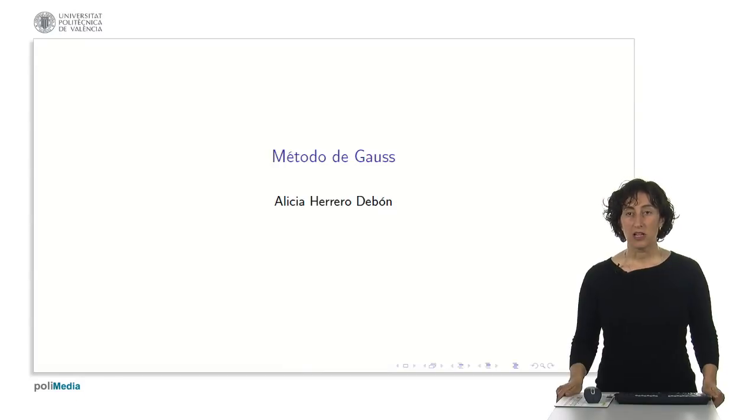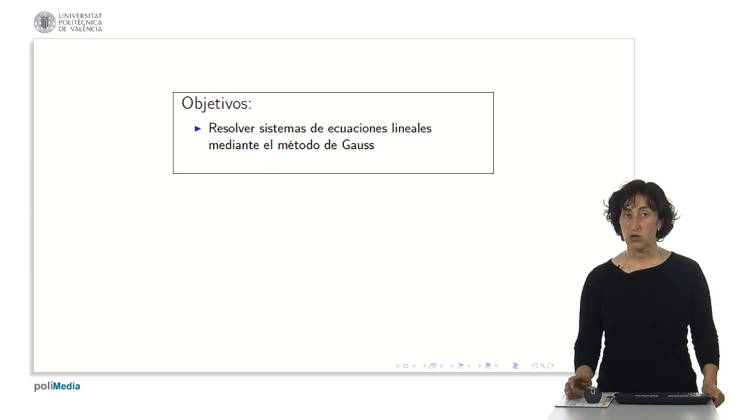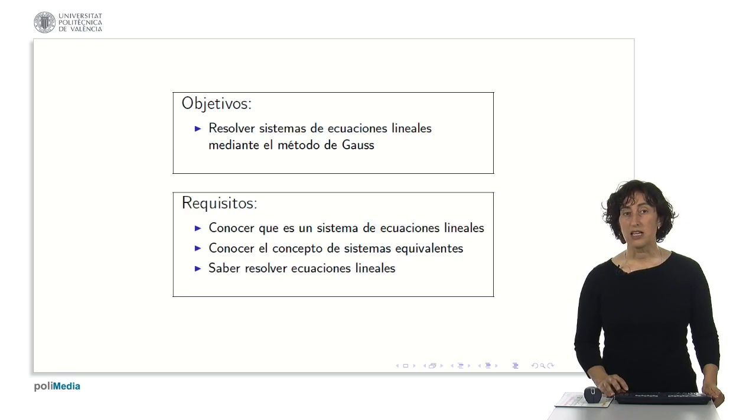In this lesson, we are going to talk about the Gauss method to solve linear equation systems. We are going to see how these types of systems are resolved by using this method. And for that, you have to remember how equivalent systems were obtained from a linear equation system, that is, systems that have exactly the same solution. And to finalize with the resolution, we can see how linear equations are resolved.